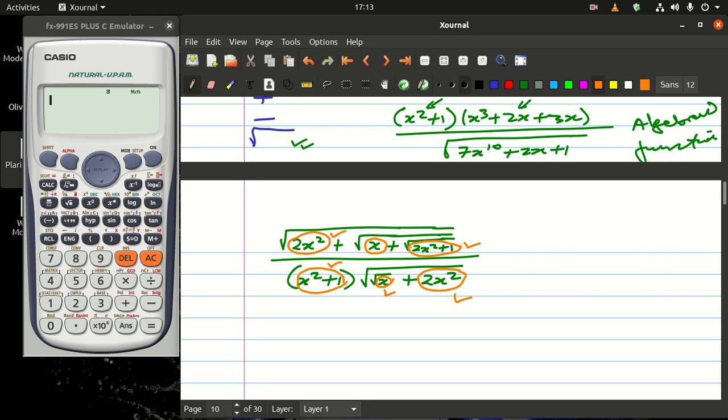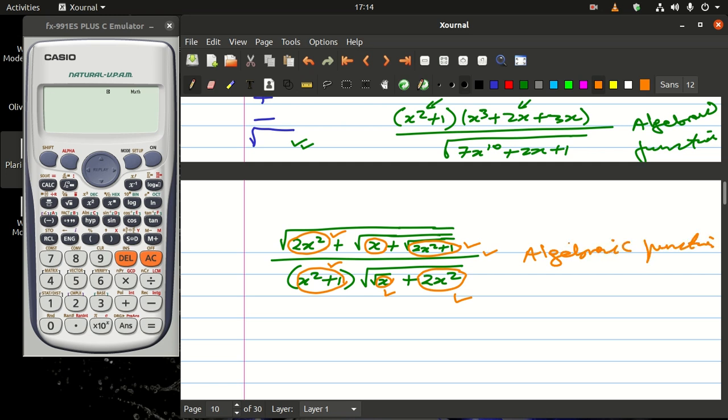So I have a polynomial and then I take the root of it. Root is allowed. I add another polynomial. Addition is allowed. I take the root, which is allowed, plus a polynomial. Addition is allowed. I take the root of that, which is allowed, and then I divide. Division is allowed. I have a polynomial multiplied by, multiplication is allowed, I have a root. Root is allowed. I have a root. Root is allowed. And then I have x plus 2x squared, which is a polynomial. So this one is an algebraic function.